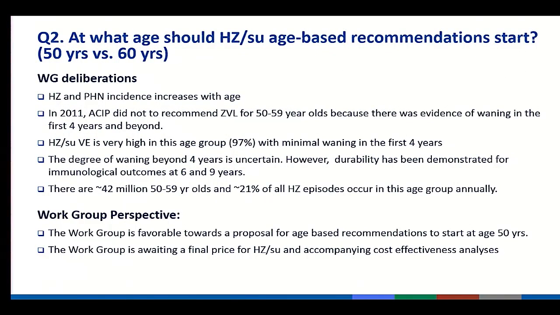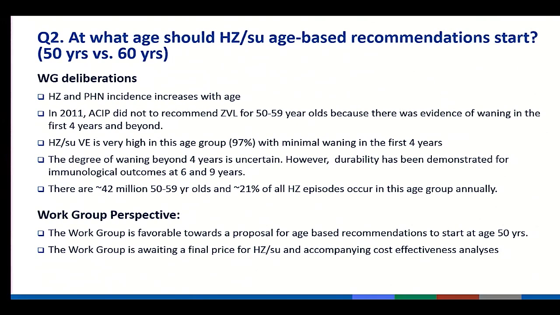Workgroup deliberations on this question included the following points. Herpes zoster and post-herpetic neuralgia incidence increases with age. In 2011, ACIP did not recommend zoster vaccine live for 50 to 59-year-olds because there was evidence of waning in the first 4 years and beyond. Herpes zoster subunit VE is very high in this age group with minimal waning in the first 4 years. The degree of waning beyond 4 years is uncertain. However, the durability has been demonstrated for immunologic outcomes, both cellular and humoral, at 6 and 9 years.